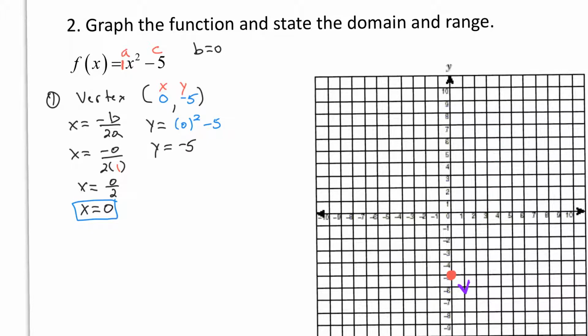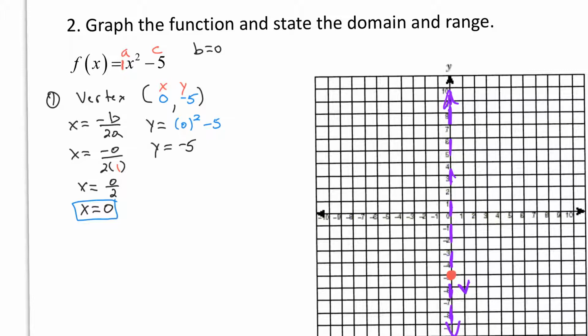Now you're not going to make a random parabola, a random U shape, because we need more points to be a little bit more accurate. So my second step is to draw the axis of symmetry, and then I'm going to find a couple more points. So my axis of symmetry is through the vertex, and it is on top of the y-axis. So I'm going to make a vertical dashed line right here through the vertex, and the dashed line is on top of the y-axis. So we have the axis of symmetry.